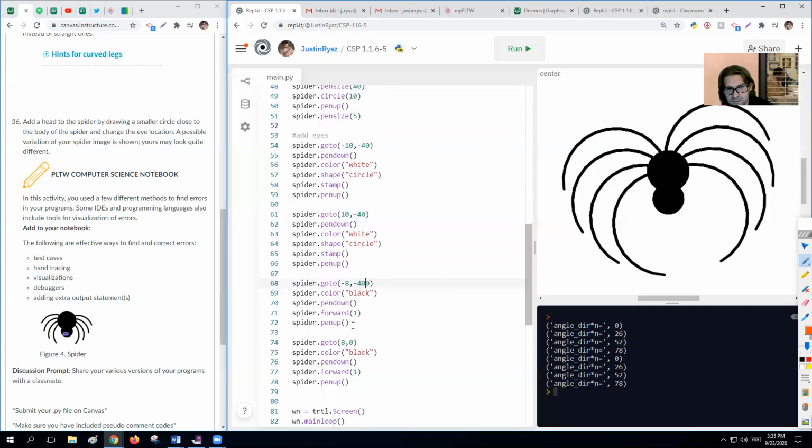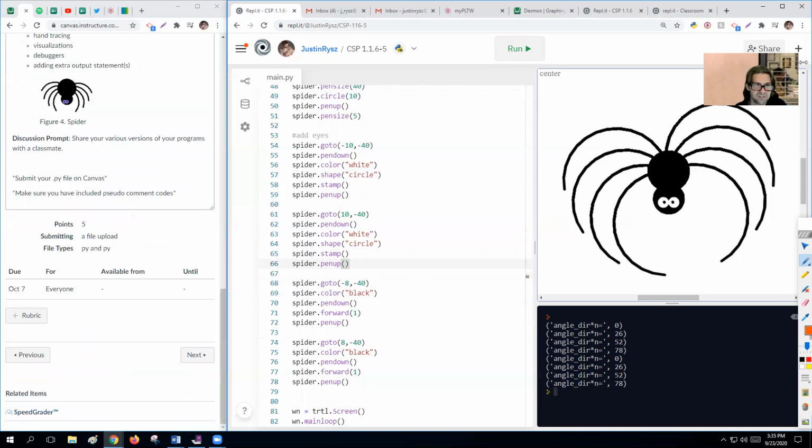Negative 40. Negative 40. All right, I think we just need to adjust these a little bit. Oh no, that looks really good. Okay, so there's our spider. We got him set up. He looks great. And you'll submit this like you've been submitting the other things.